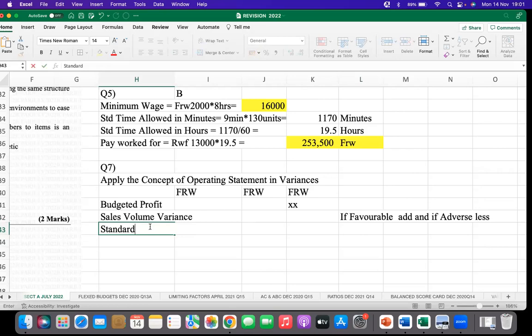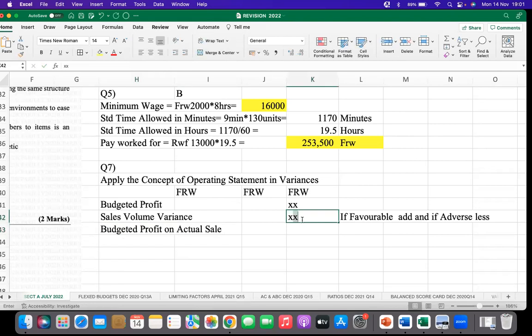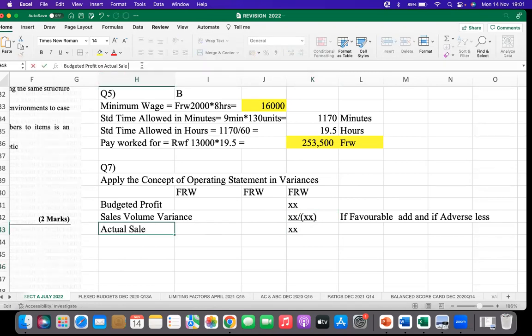Standard, or let me use the word budgeted. Budgeted profit on actual sales. The answer you get, let's assume here you either add or you minus, depending on what the variance is. There is a reason why I'm slow here. I'm trying to kill two birds with one stone. So I have there what is called budgeted profit on actual sales. Okay, let's continue. This is an operating statement.